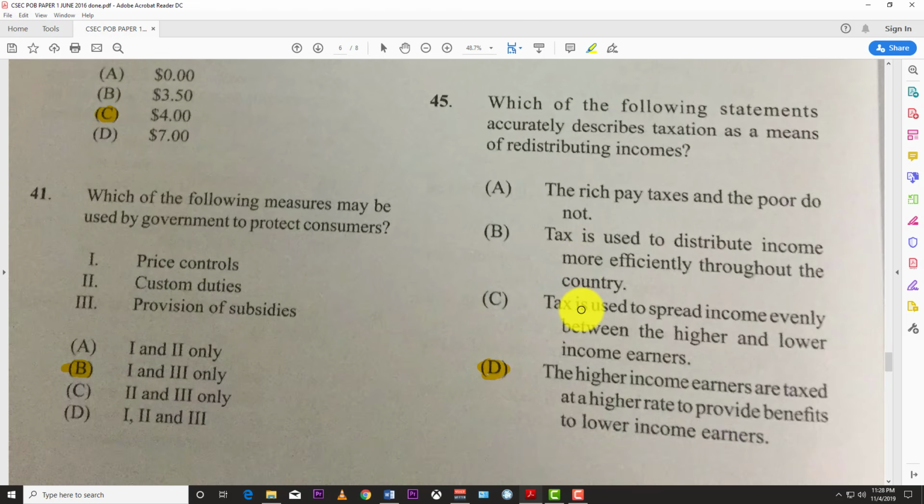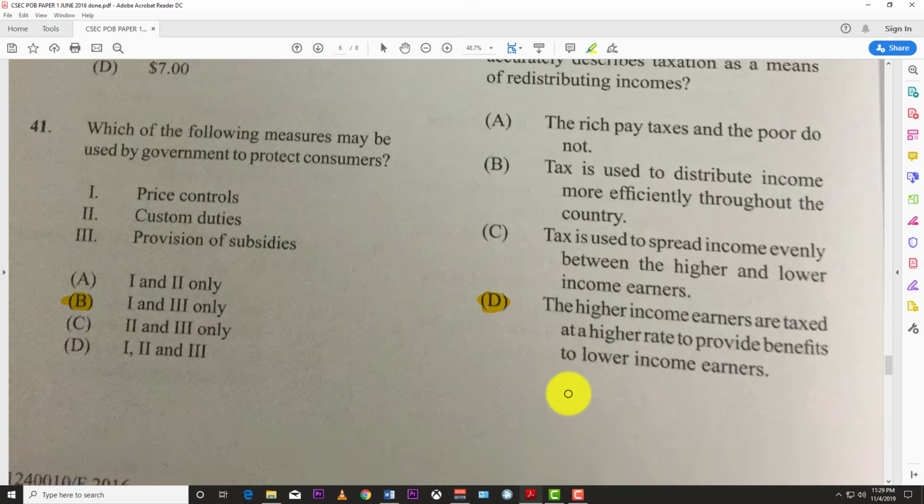45. Which of the following statements accurately describes taxation as a means of redistributing income? The best answer here is the higher income earners are taxed at a higher rate to provide benefits to lower income earners. So you tax the higher ones more so that you can use the money to do things like welfare, food stamps and those kinds of things. So that's how you redistribute income in that way.